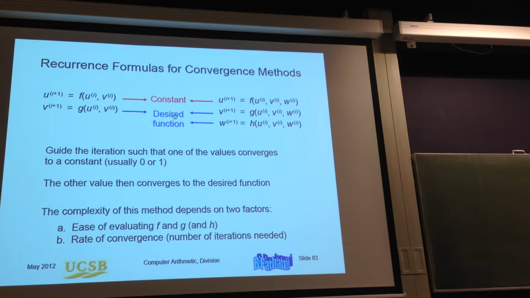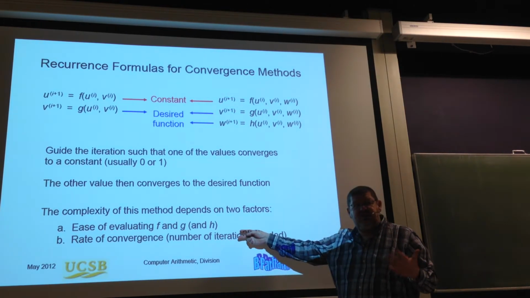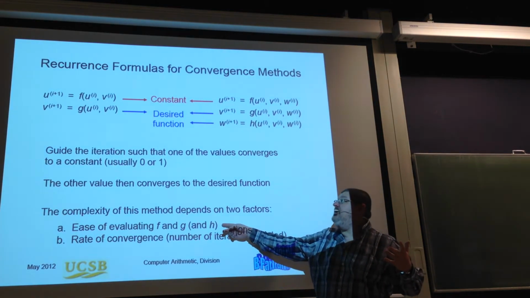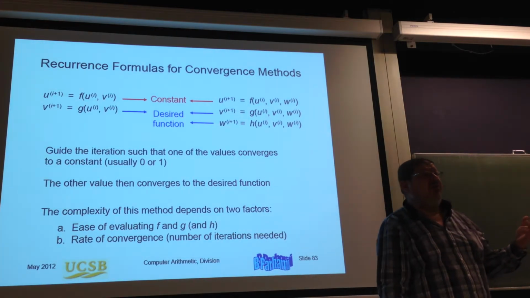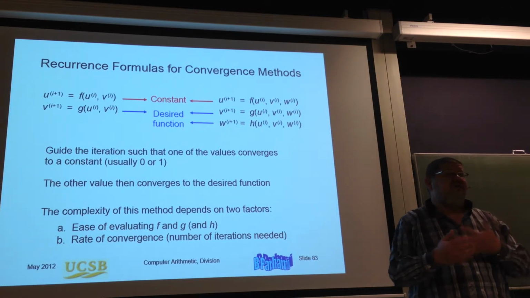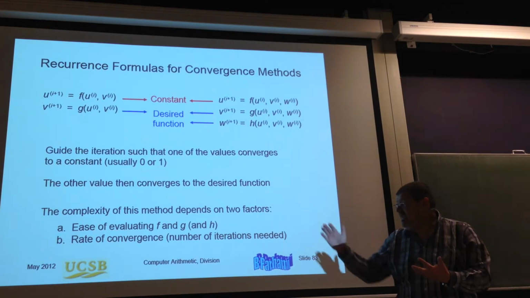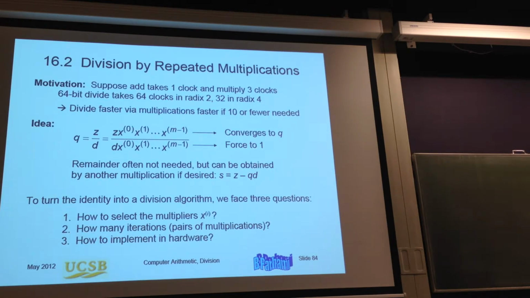Now, in here, those are the two parts, right? The rate of convergency, then linear or quadratic or whatever, and the difficulty to evaluate the functions f and g. In the normal division, our function was an addition. It's not difficult. Let us see if I can make more complication in the function and get better kind of convergence. And I think the first one is division by repeated multiplications.